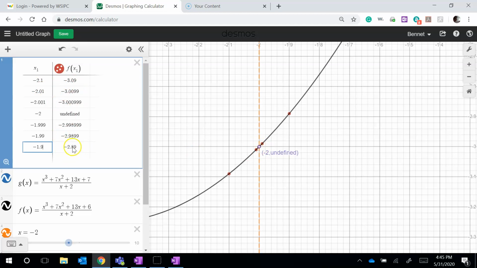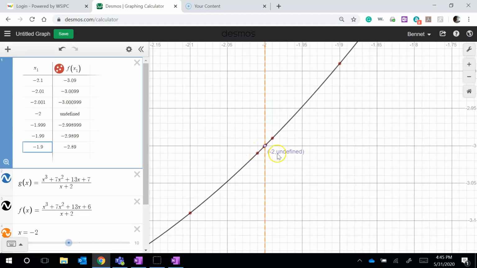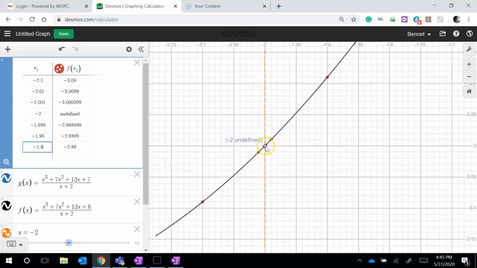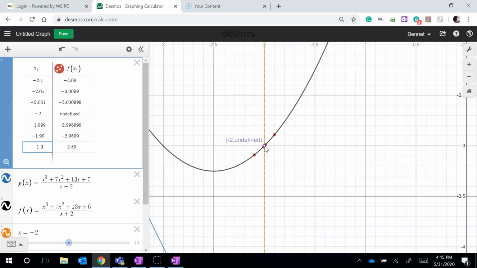That this was negative 2.89, 11 hundredths away from negative 3. Now we're only 1/100th away from negative 3. Now we're only 1/1000th away from negative 3. Right, all of my evidence seems to be indicating that we're getting closer to that negative 3 point.